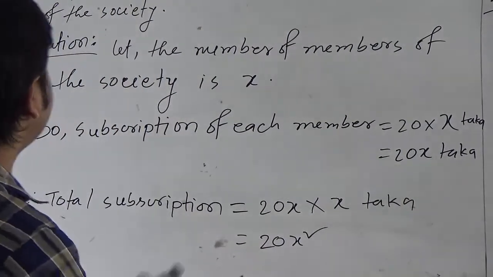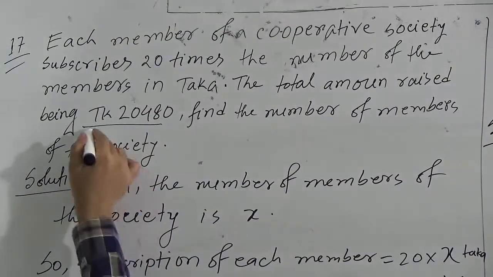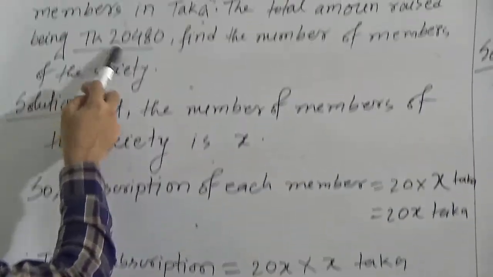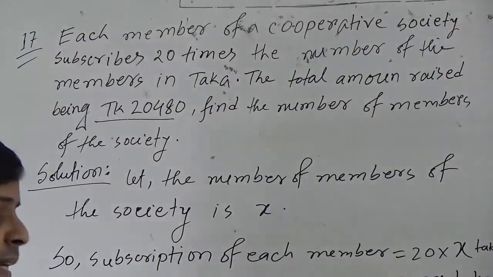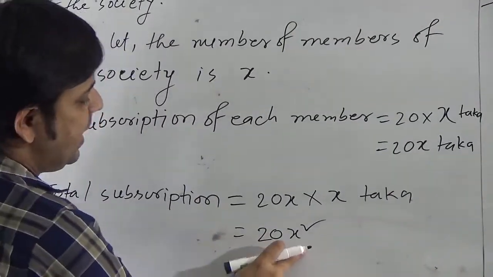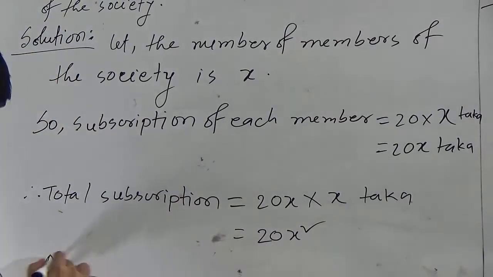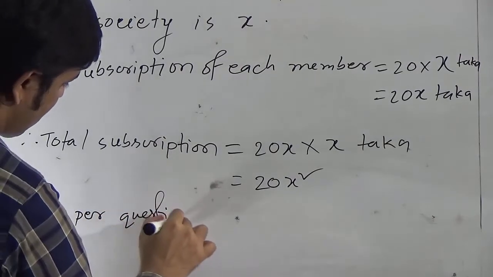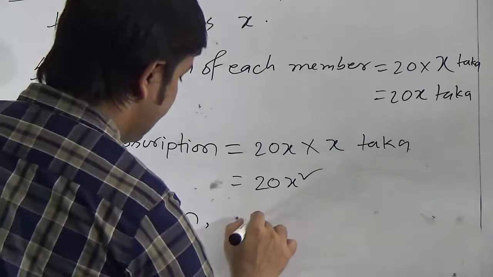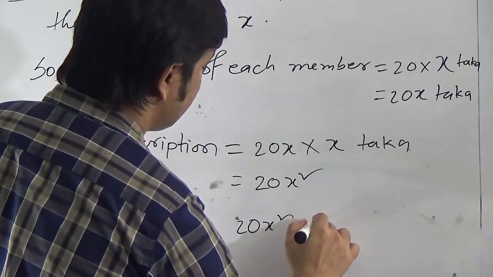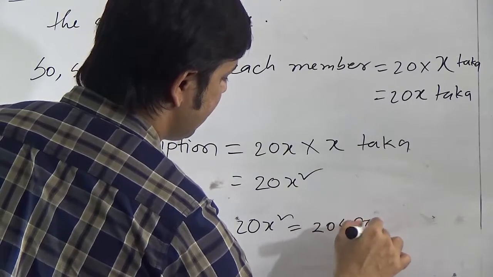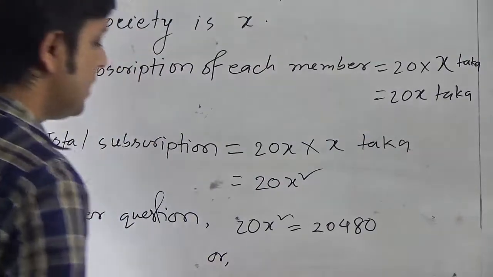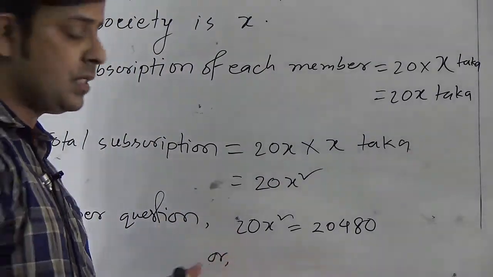Students, observe here in the statement, what is given here? Our given information is total amount raised being Taka 20,480. It means this will be equal to 20x square. So, we can write as per question, 20x square equal to 20,480 Taka. This is an equation. We can solve this now.